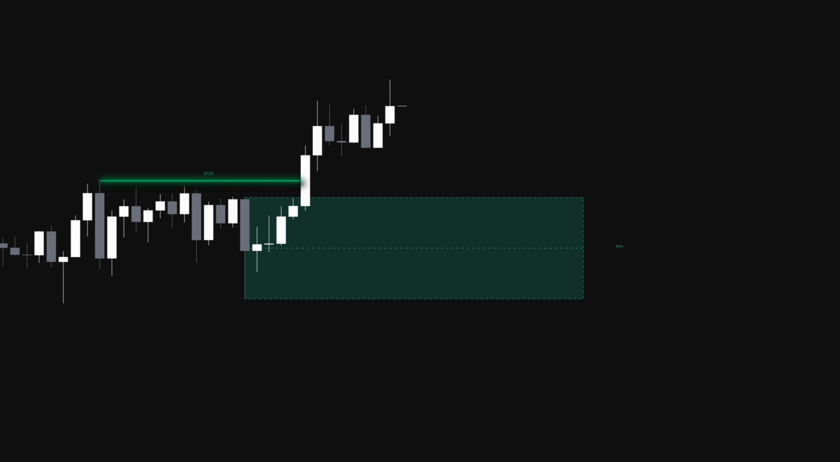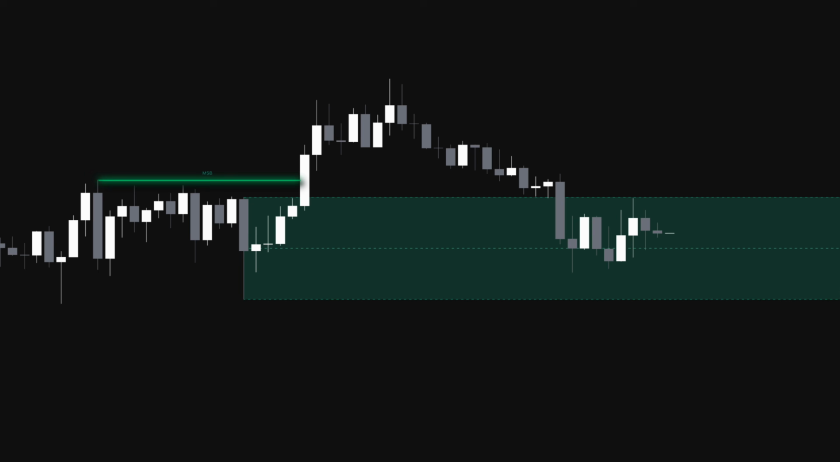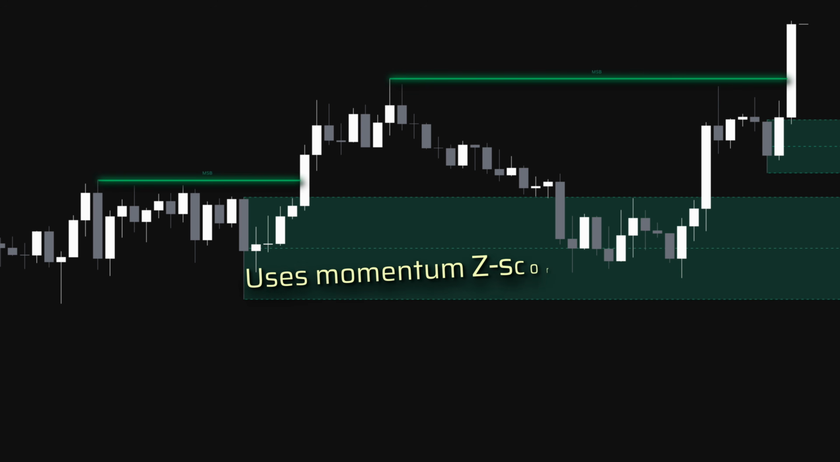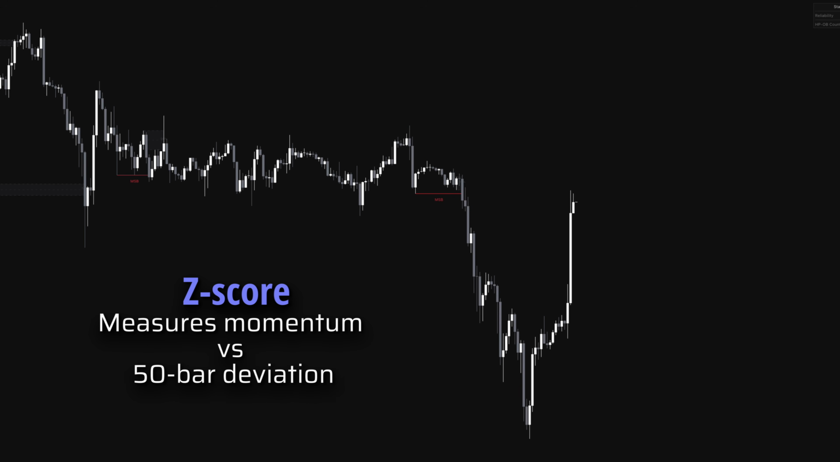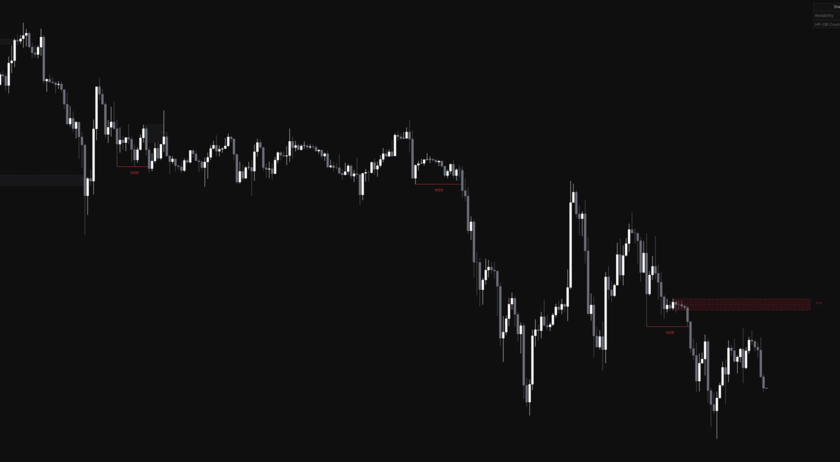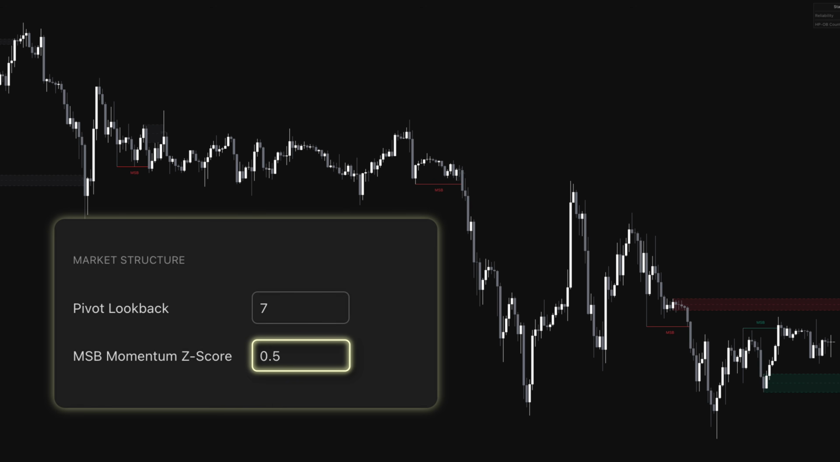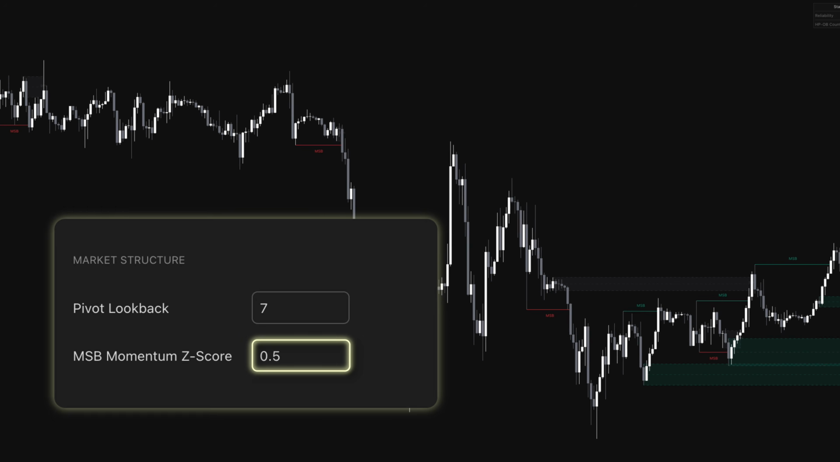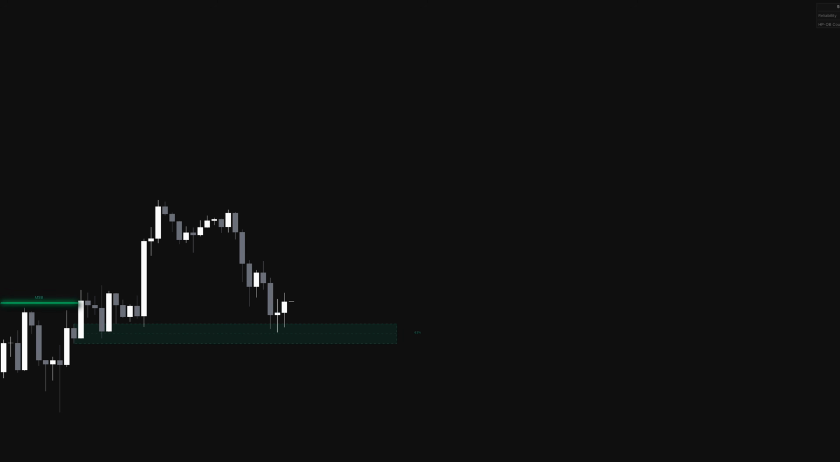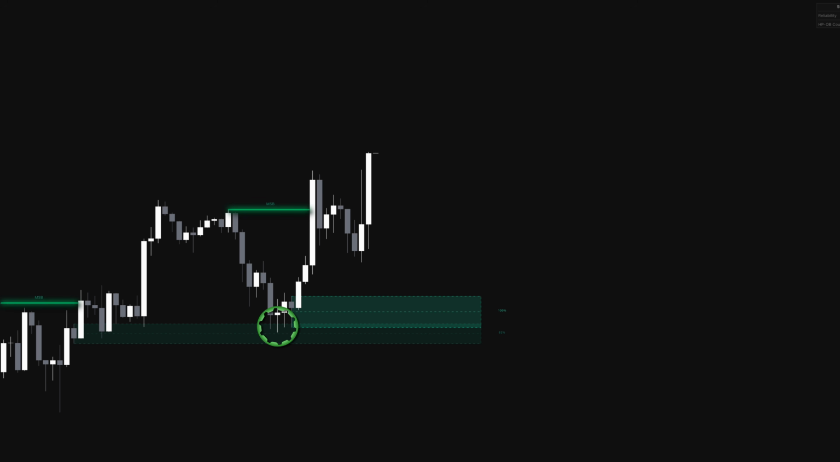Market structure breaks are detected when price closes beyond the last confirmed pivot, high or low. The momentum Z-score filter is what separates this from simpler implementations. The indicator calculates a rolling price change over 50 bars, derives the standard deviation of that change, and expresses the current bar's momentum as a Z-score. A break only registers if that Z-score exceeds a configurable threshold in the corresponding direction, defaulting to 0.5. This filters out weak, low-conviction breaks and focuses attention on those carrying genuine directional pressure.